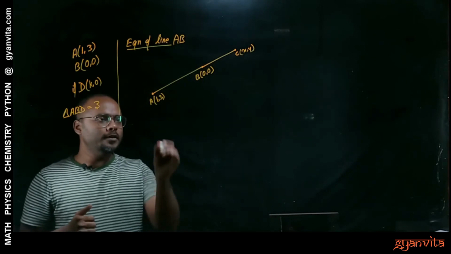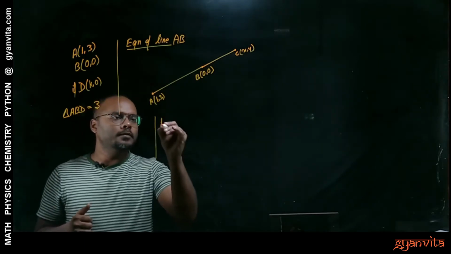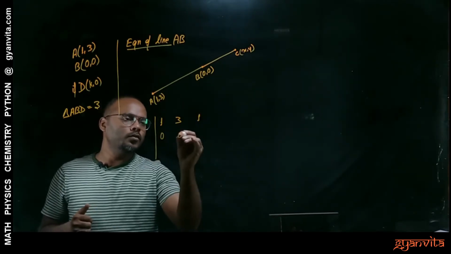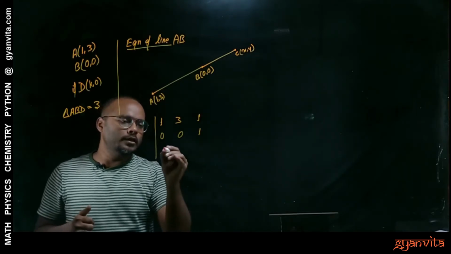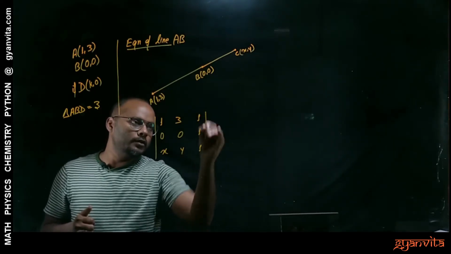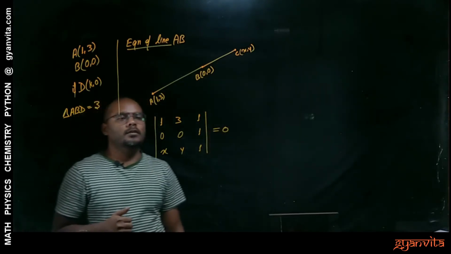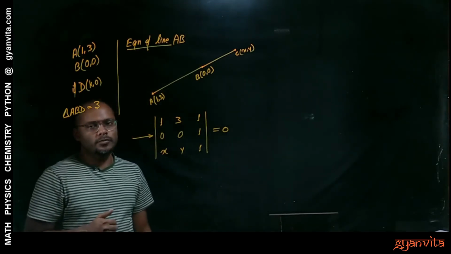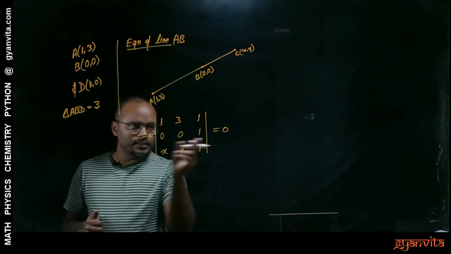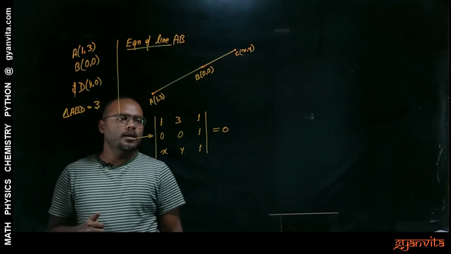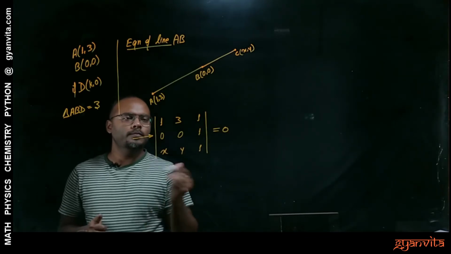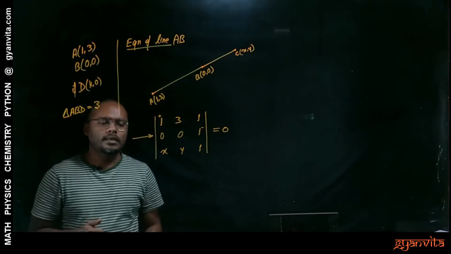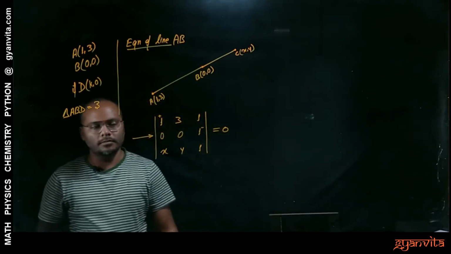So what determinant do we have to find? Determinant with first row 1, 3, 1, second point 0, 0, 1, and third point x, y, 1. So this determinant has to be 0, right? Obviously, which row should I choose? This is the row I will choose, because there are 2 zeros here. Now this is plus minus plus, so here I'll have to use minus. Actually you have to equate it to 0, so it doesn't matter, but still.